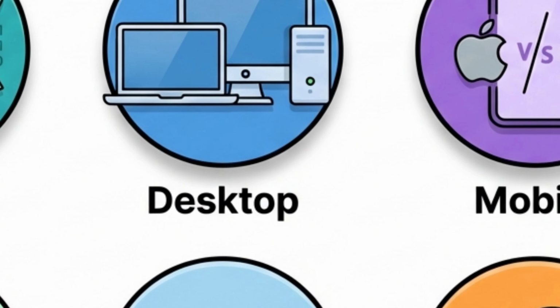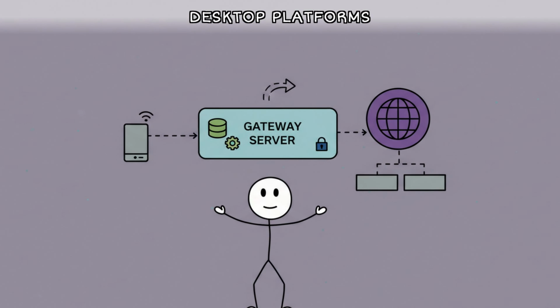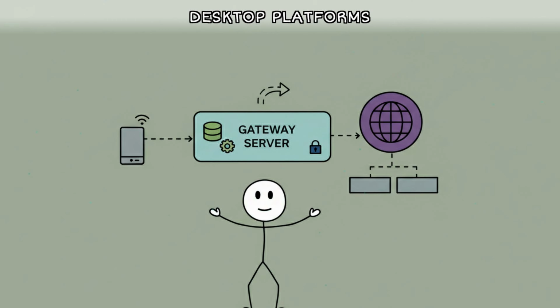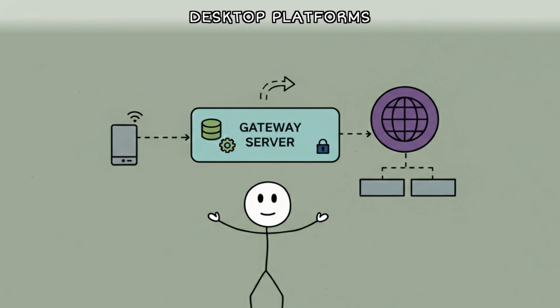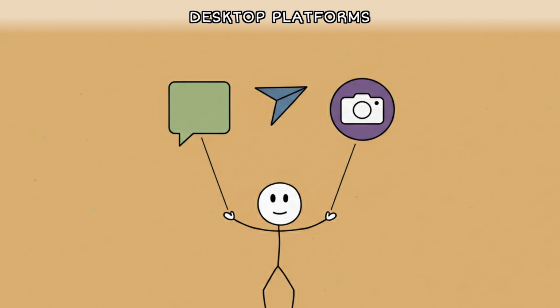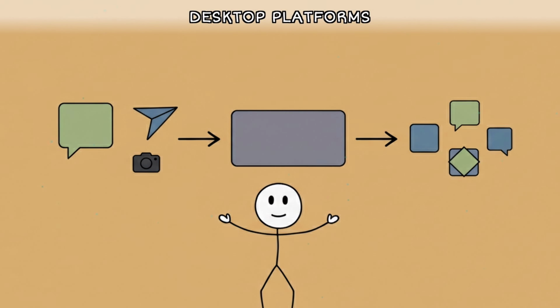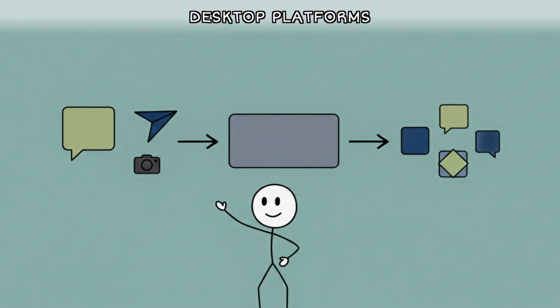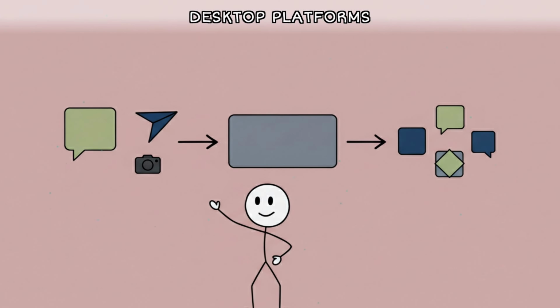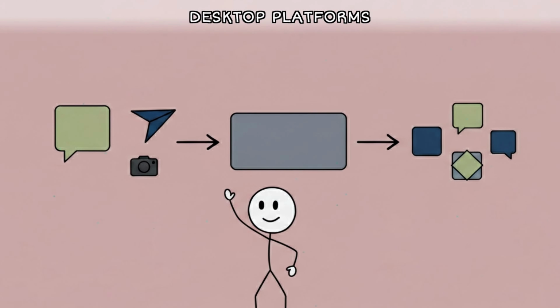Desktop platforms. Now, let's talk about where you can run the gateway itself. You have three main options for desktop operating systems. macOS has full support, plus a menu bar app. The gateway runs as a background service. The menu bar app gives you quick access without opening a full window. You click the icon, type your question, get an answer.